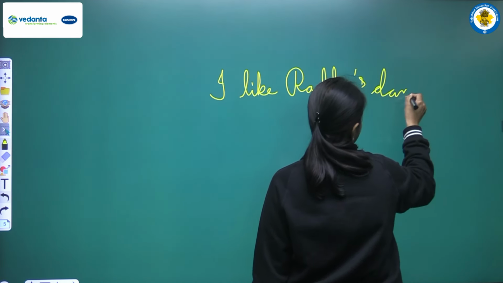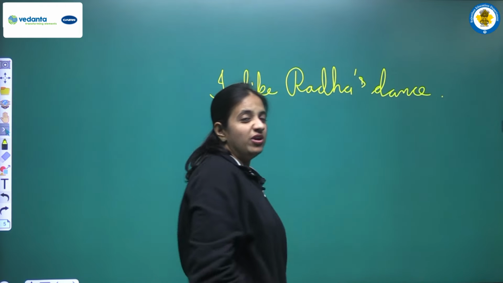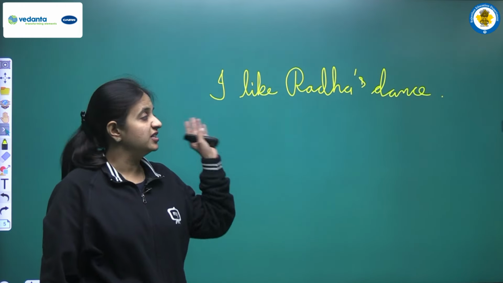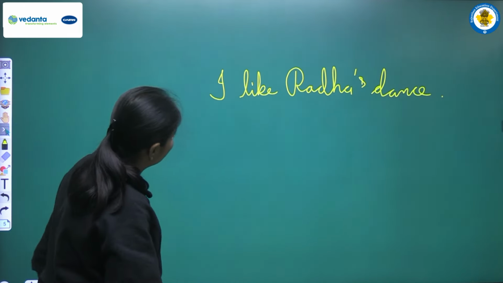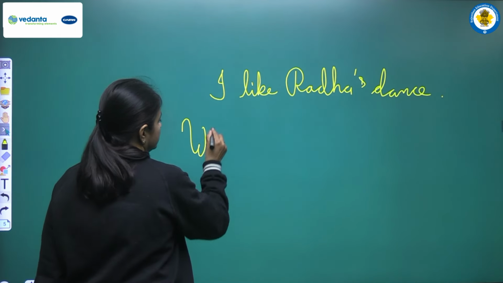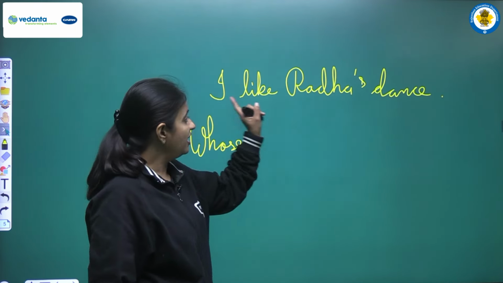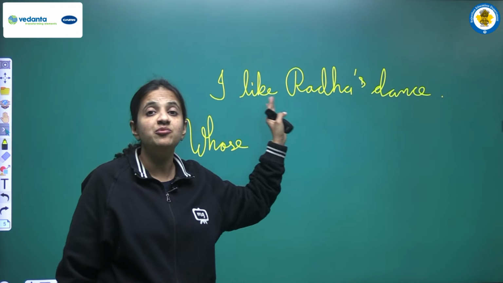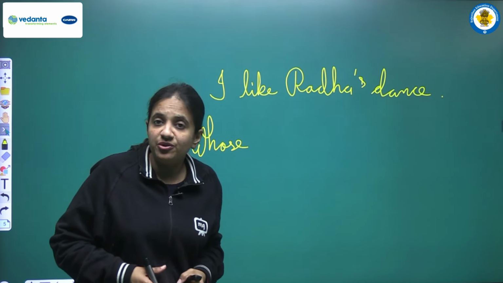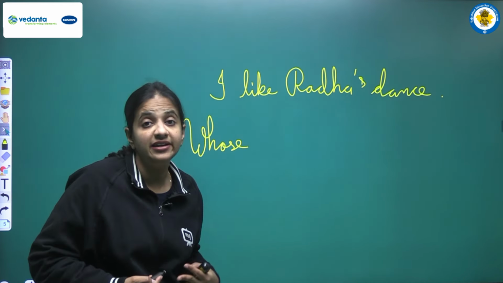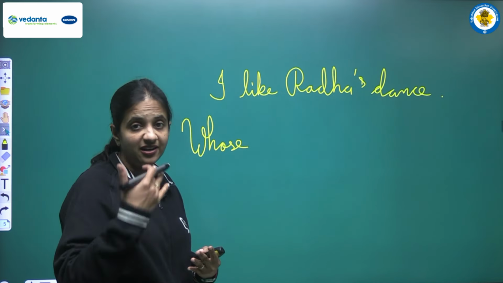This is the answer statement that is given to us. We have to make a question from this answer statement, and the question word is whose. This is the question word that is given to us. So now let's see, I like Radha's dance. Here I am talking about my preference. Here I am talking about my interest, and I am saying that I like Radha's dance.